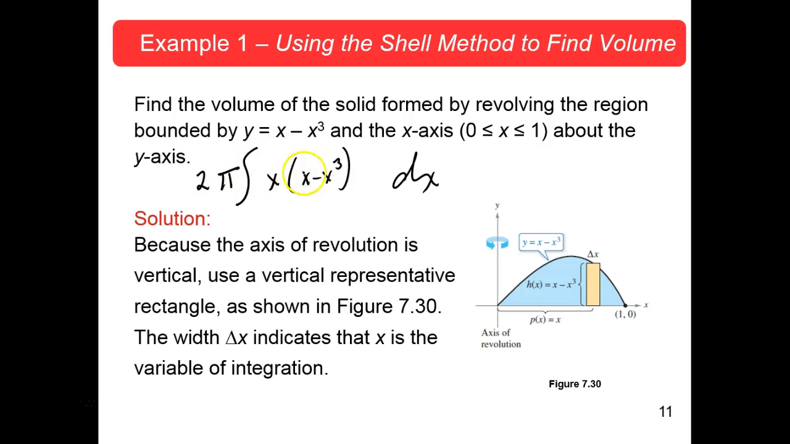2 pi radius, height, thickness. That's it. I left too much room with my dx there. Let's erase that and bring it in closer. Not lose any space here, okay?